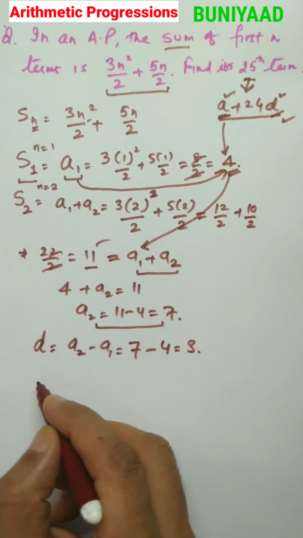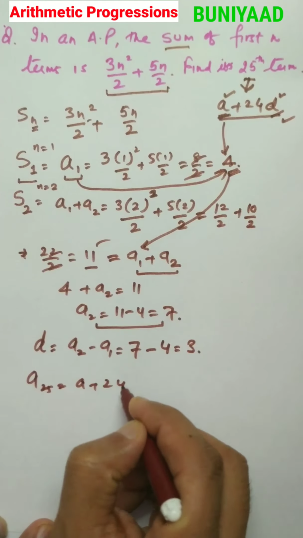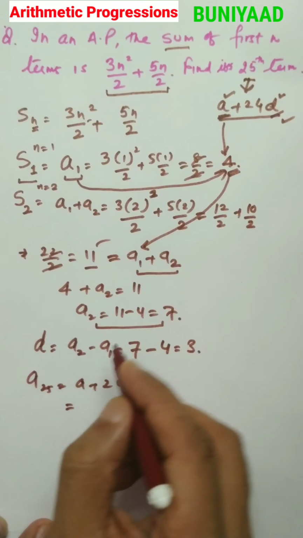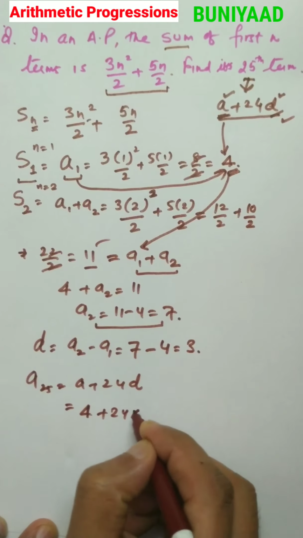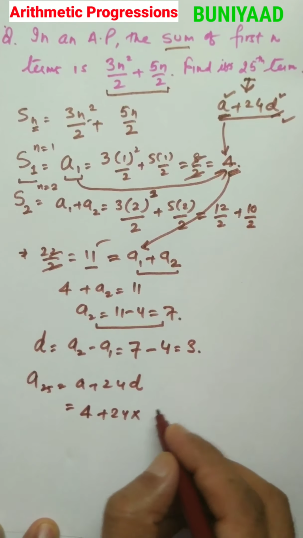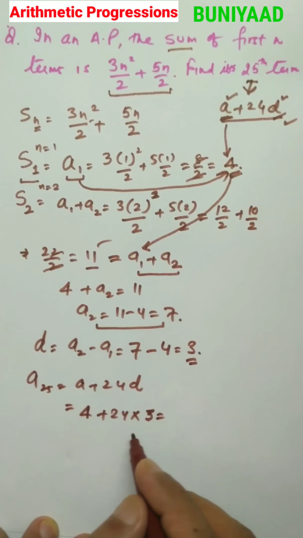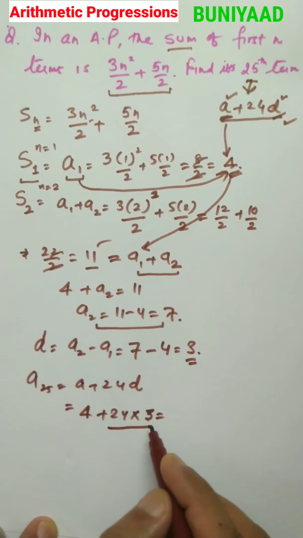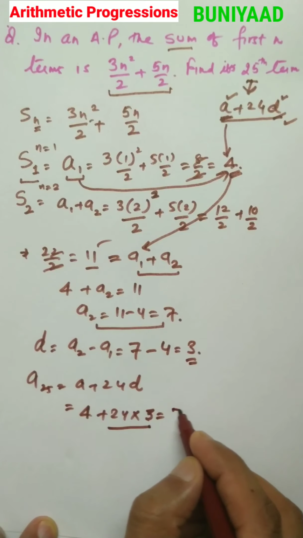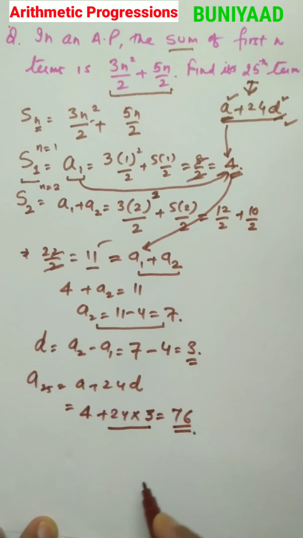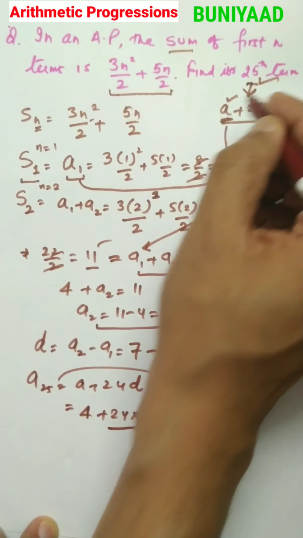Now we have to find A25, that is a plus 24d. What is a? First term. What is that? 4 plus 24 into d. What is d? 3. So this is 72 plus 4, that is 76. So this is your 25th term which you have to find out.